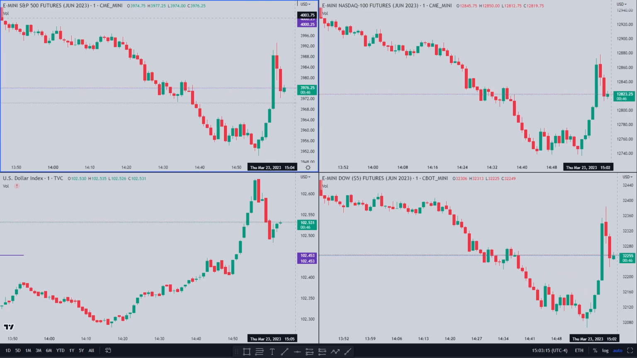What level is this? What level is that? Remember when I was teaching you about inefficiencies? Yes, the 50% is consequent encroachment, but you also have 2 other gradients, 75% and 25%. So it went down to 25 plus a tick or 2 to allow that print to be there because there's a difference between bid and ask. And then we had this rally back up.